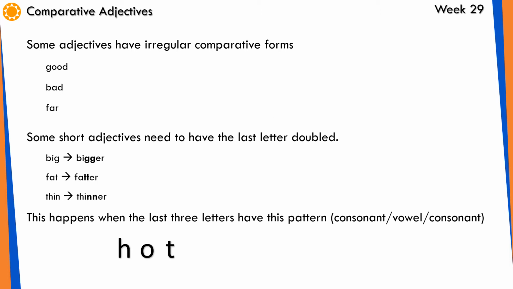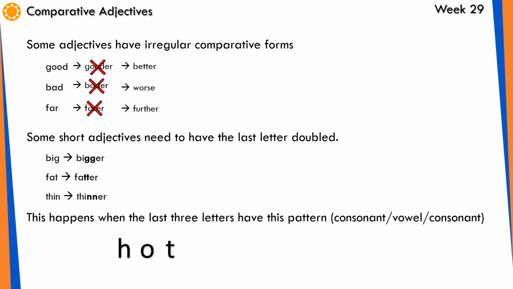Some adjectives have irregular comparative forms. Good. The comparative form of good is not gooder, it's better. Bad. It's not badder, it's worse. Far is not farer, it's farther.